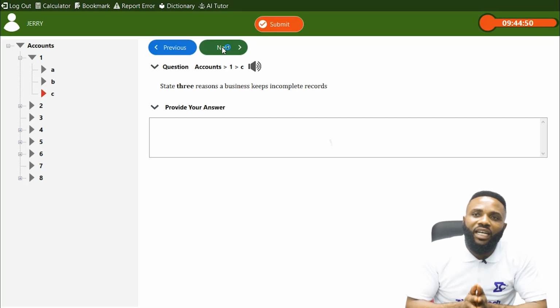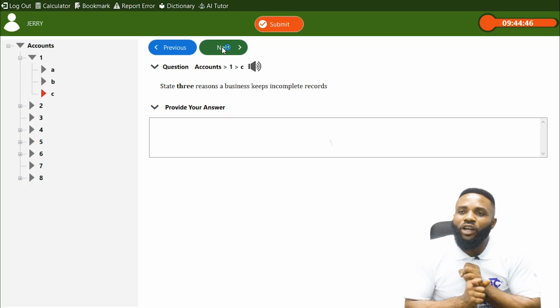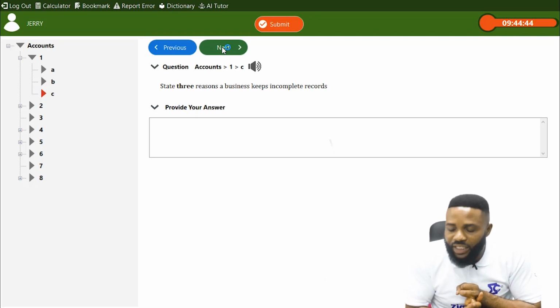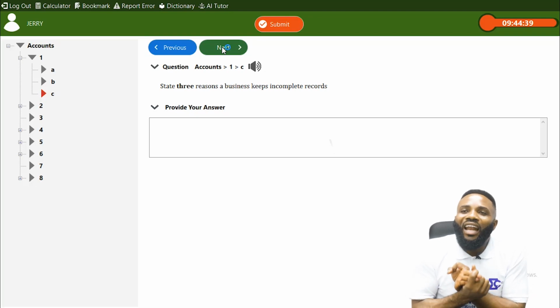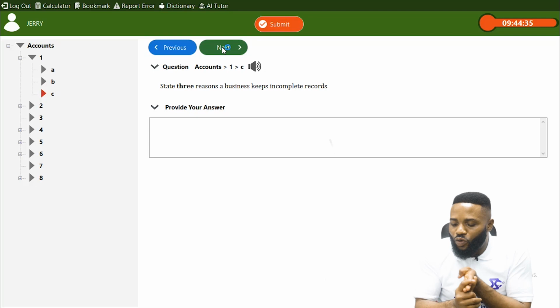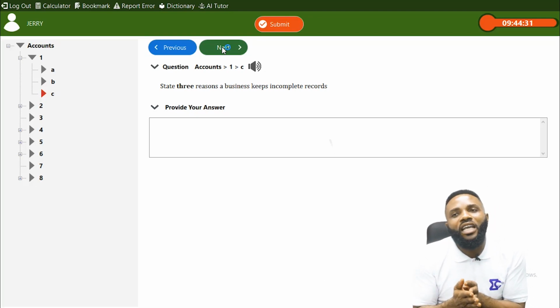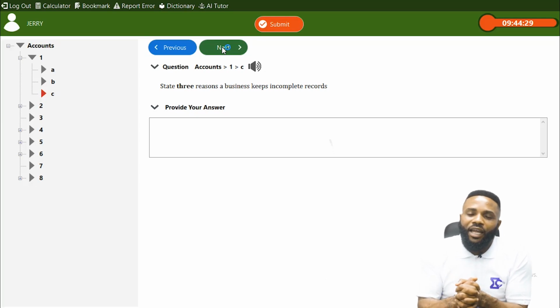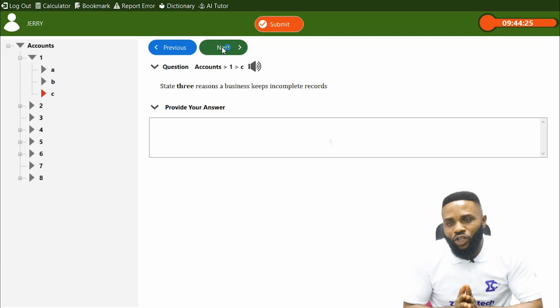So I have mentioned that the first reason is when there are not enough resources. The second reason is when there is lack of awareness. The third reason is when we lack qualified accounting personnel. And then the fourth one is that we feel this incomplete record is less cumbersome. And then the fifth one is if there is no legal obligation.